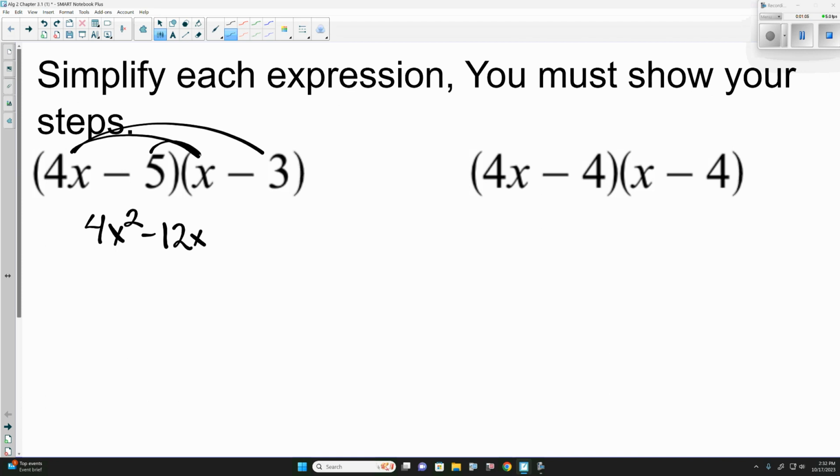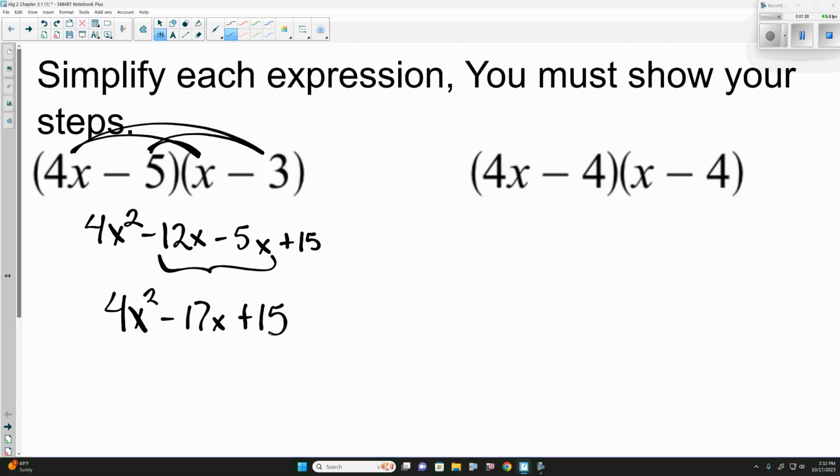Then we would do negative 5 times x, which is negative 5x. And lastly, negative 5 times negative 3. The negative and negative make a plus, and 5 times 3 is 15. Now the last thing we would need to do is combine like terms, which would give us 4x squared minus 17x plus 15. And that's it.